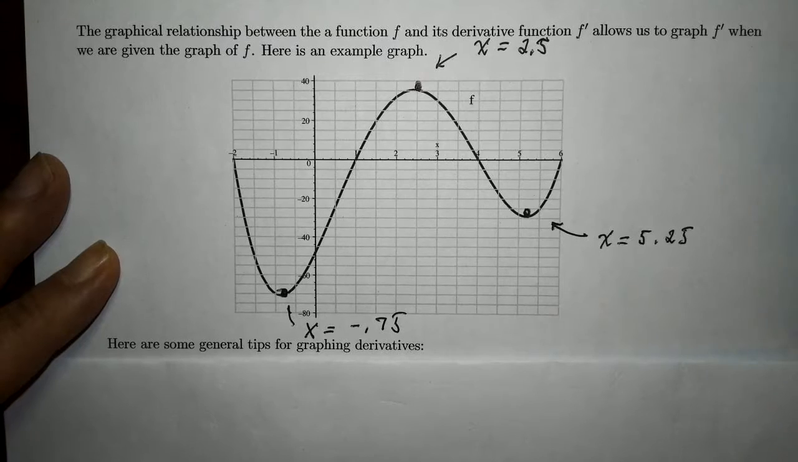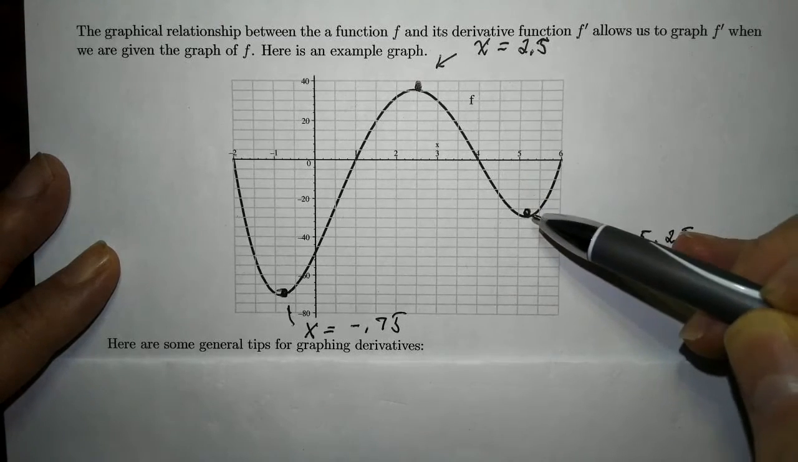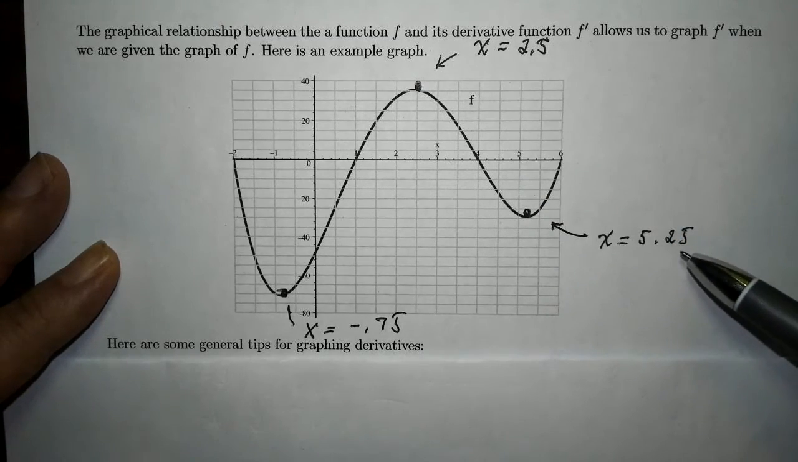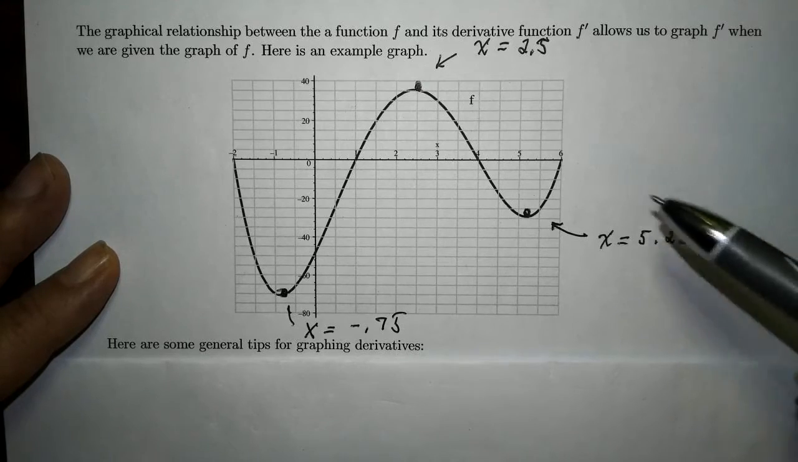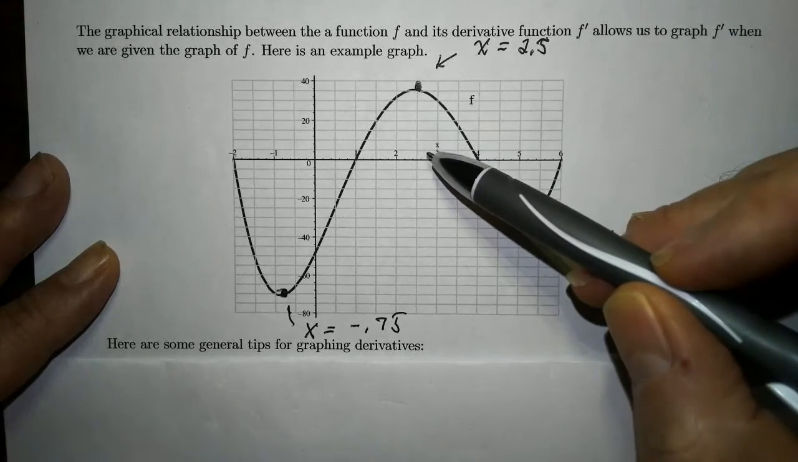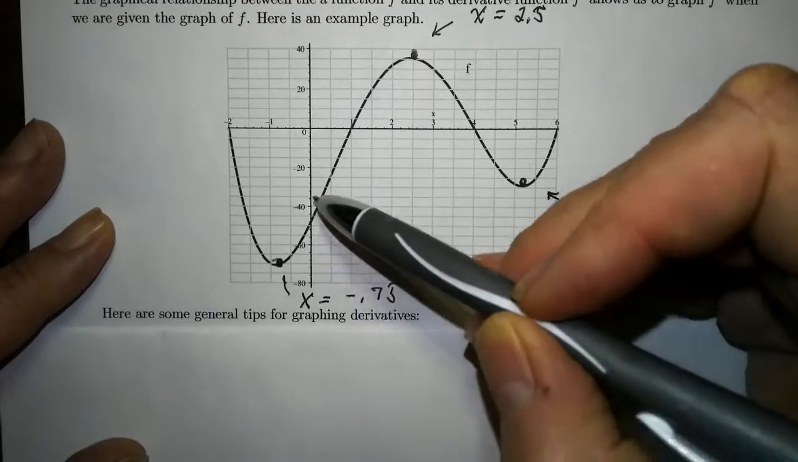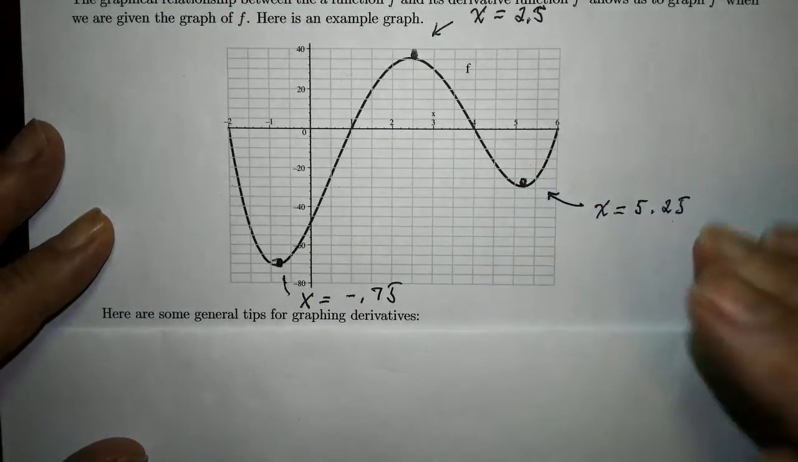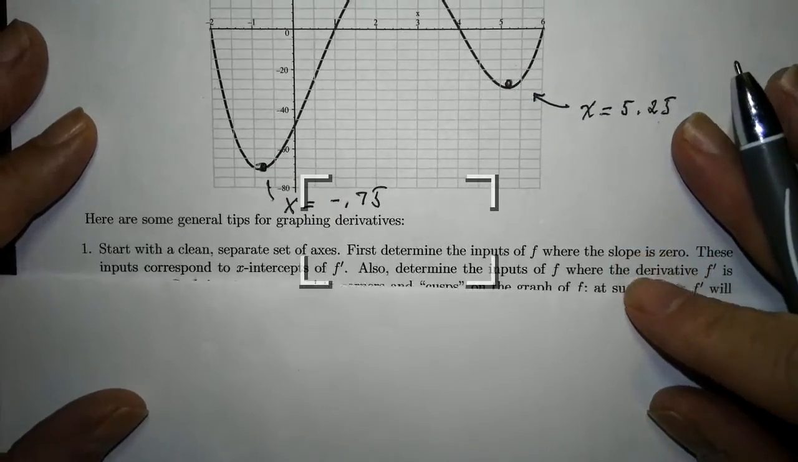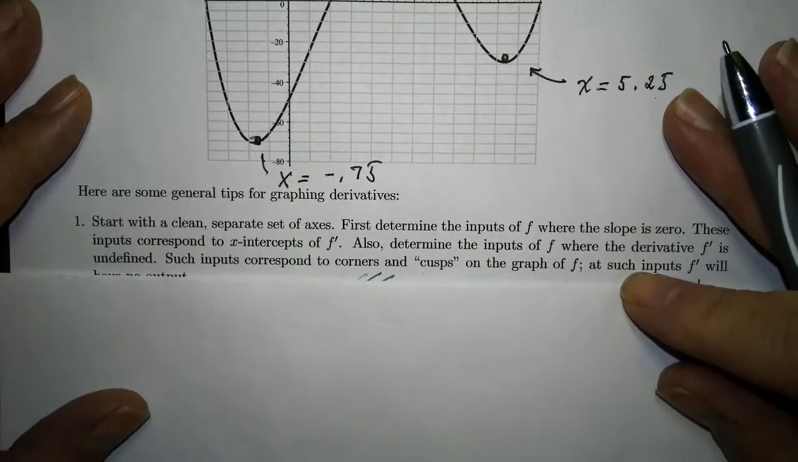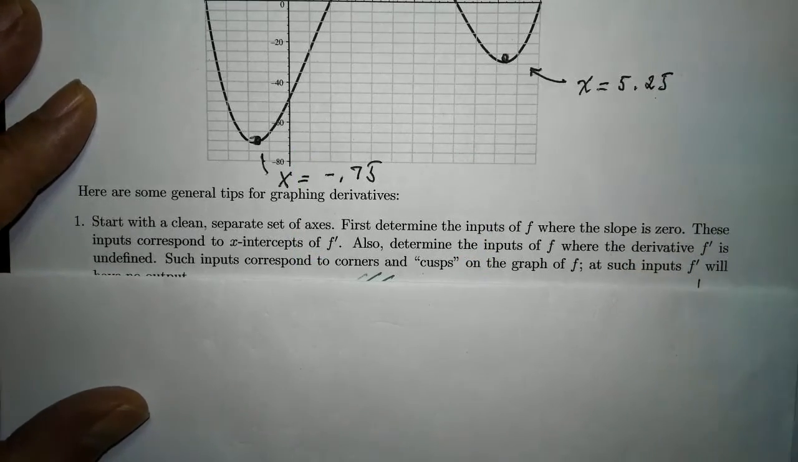It's kind of hard to make out, but the function appears to have a local minimum at about 5.25. We're going to eyeball it. It appears to have a flat spot or maximum at 2.5 and again a minimum or flat spot at -0.75. So here are some general tips for graphing the derivative. We want to graph the derivative function.